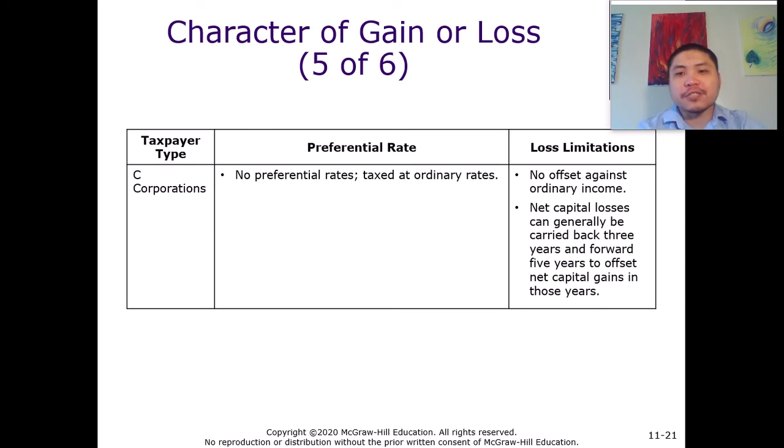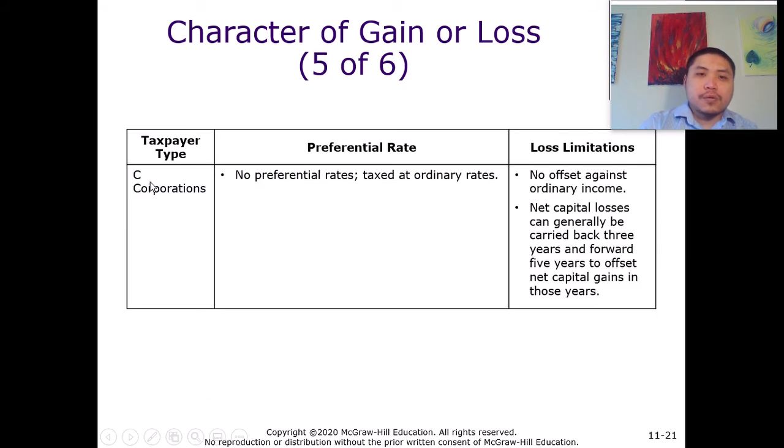And then for loss limitations, this is a little bit different. If there's a capital loss, the corporation cannot offset the loss against ordinary income, meaning they cannot deduct the loss. If they have a loss, they can carry back 3 years, or carry forward 5 years, to offset the net capital gain and bring down the gain if they have any in the past or in the future. But in the current year, they cannot deduct that capital loss. But that's for a C corporation.